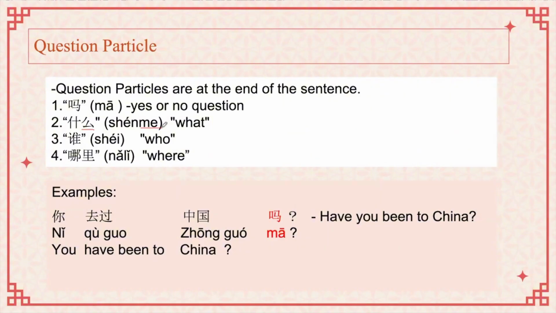The third one, 谁, means who. The fourth one, 哪里, means where. Let's see some examples here.